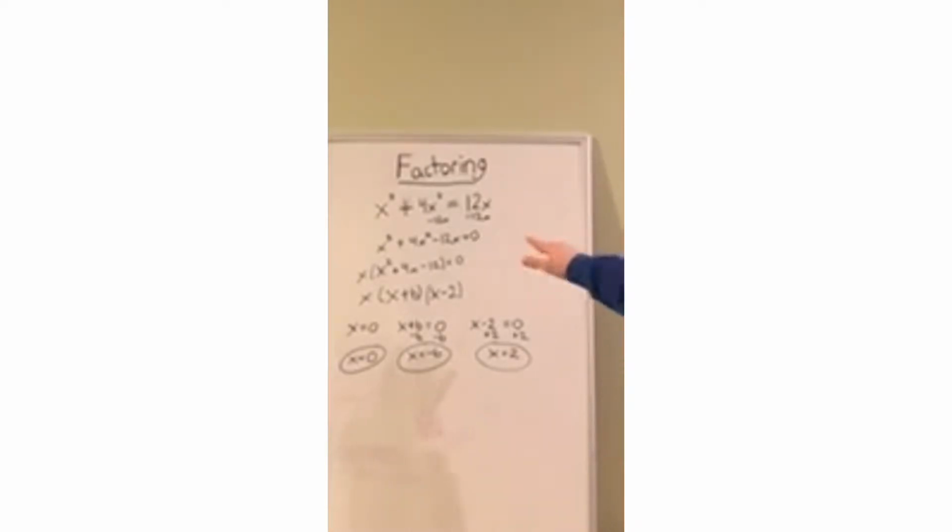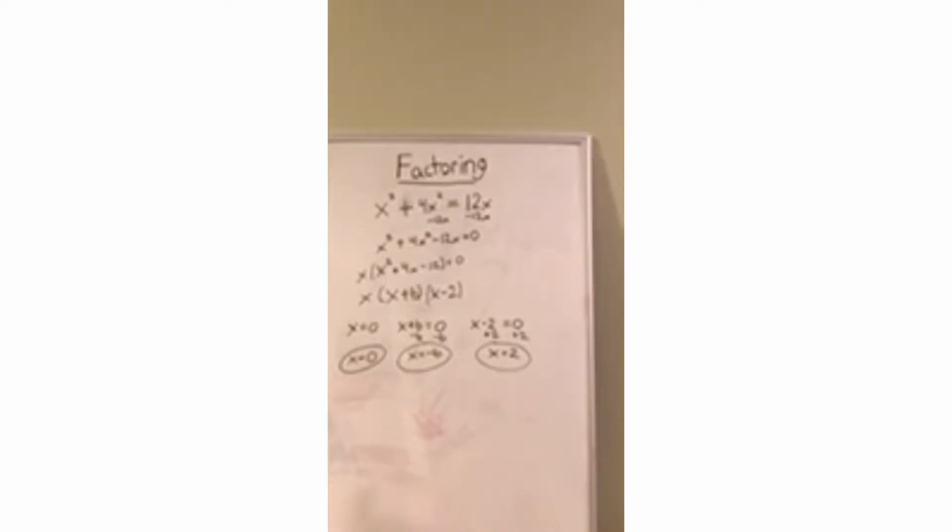Now, when you look at this equation, you can see that they all have something in common. They all have an x, so you can factor out the x by putting it outside of the parentheses. So now your equation is x times (x squared plus 4x minus 12) equals 0.